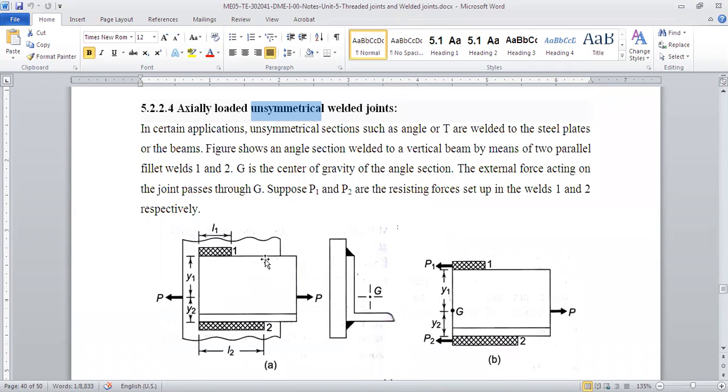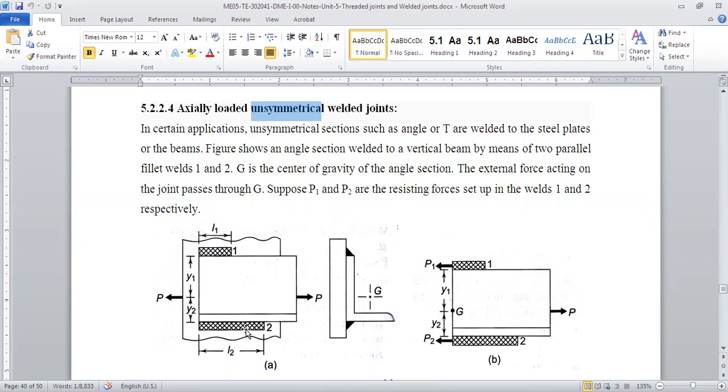If symmetry is there, then your design becomes quite simple. But with asymmetry, we have to consider the moments and the center of gravity, because the center of gravity will not be at the center. Assume that welds 1 and 2 are the same. Then the center of gravity will be at the center, and your calculations will be very easy. But since the areas are not the same, the center of gravity will shift, and your calculations will change.